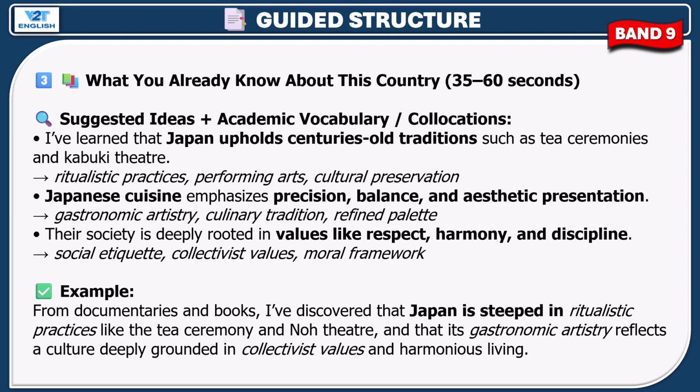Their society is deeply rooted in values like respect, harmony, and discipline. Social etiquette, collectivist values, moral framework. Example, from documentaries and books, I've discovered that Japan is steeped in ritualistic practices like the tea ceremony and noh theater, and that its gastronomic artistry reflects a culture deeply grounded in collectivist values and harmonious living.